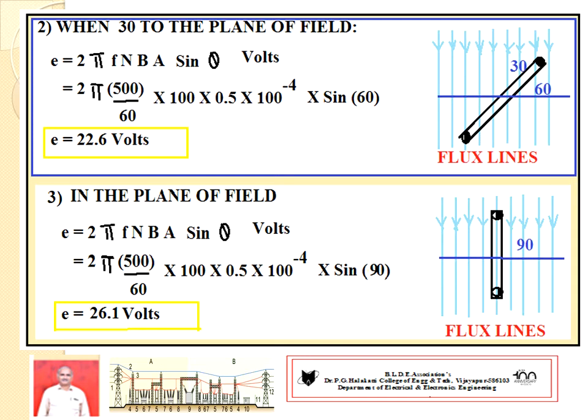Case number 3. In the plane of field, the coil is in the plane of field, that is, magnetic flux lines and coil are both in the same axis, but the angle theta is measured again with respect to x-axis. In this condition, theta becomes 90 degree. Sin 90, you calculate, remaining all things you substitute, you are going to get the EMF as 26.1 volts.